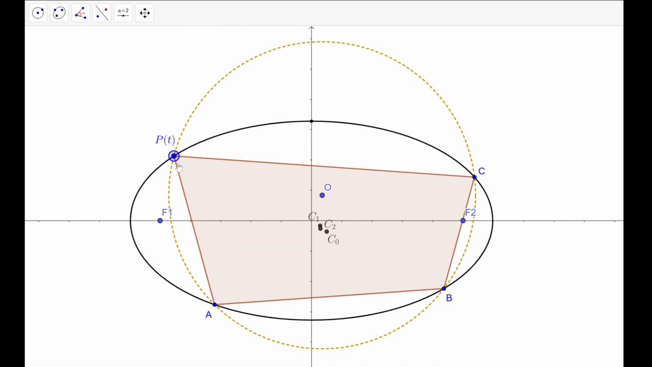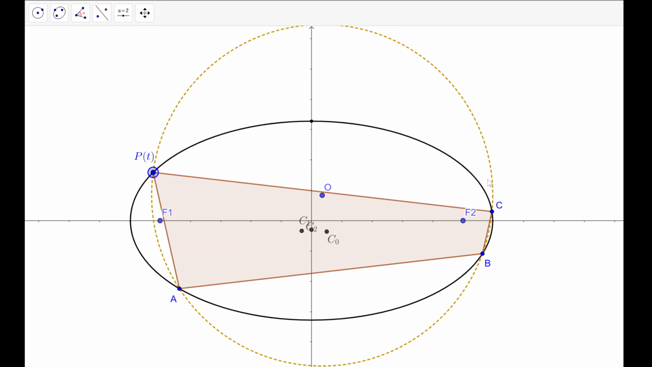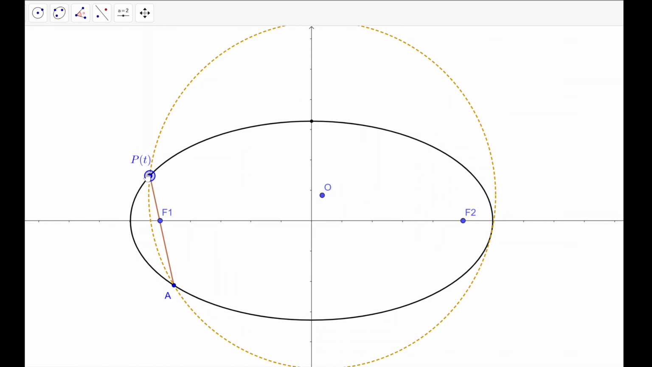Now, if P of t exits a certain region, you can see here that at some point the circle will no longer intersect the ellipse, and you're going to get some complex values for B and C. Let's look at that. So right here, B and C disappear, right? So now I have a quadrilateral with two real vertices and two other vertices that are in the complex plane.